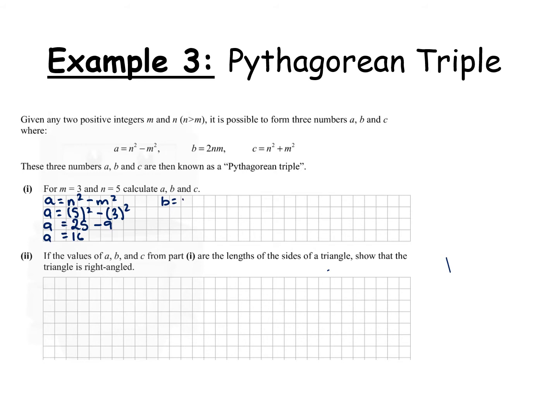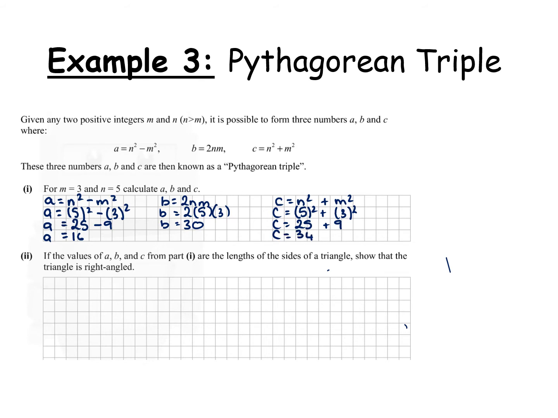b is equal to 2nm, which is 2 times n, which is 5, times m, which is 3, and that is 2 times 5, which is 10, times 3, which is 30. And c is equal to n squared plus m squared. So c is equal to 5 squared plus 3 squared, so c is equal to 25 plus 9. So c is equal to 34.